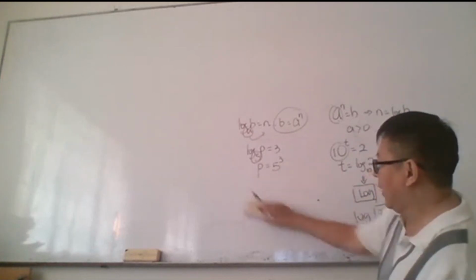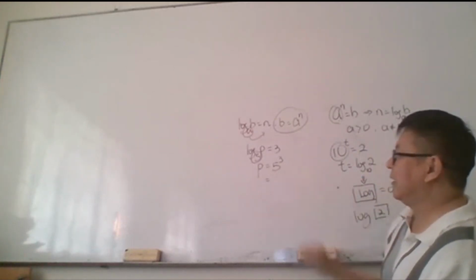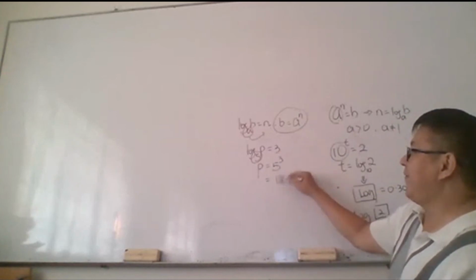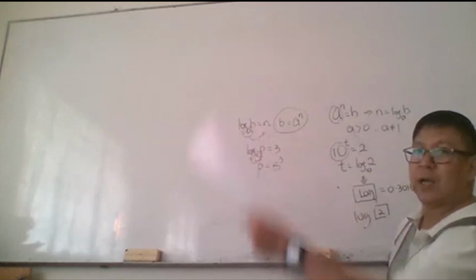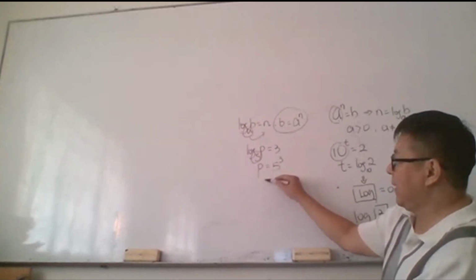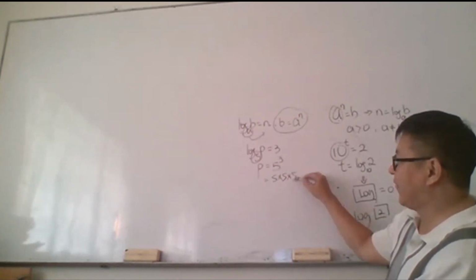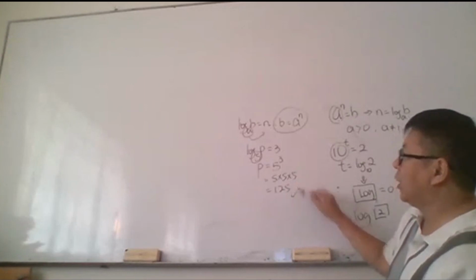Some students tell me, sir, no, you are wrong, 3 times 5 is 15. I say that I want to beat you already. No, 5^3 means that it's 5 times 5 times 5, to give you 125.